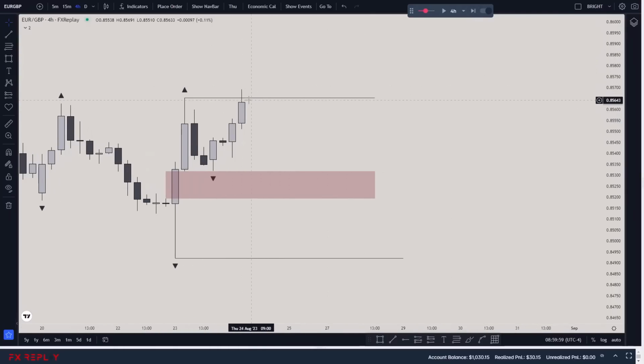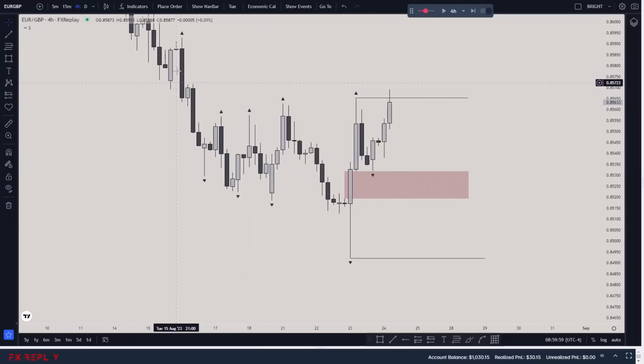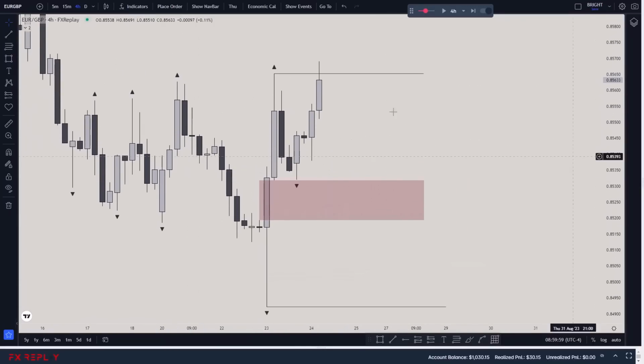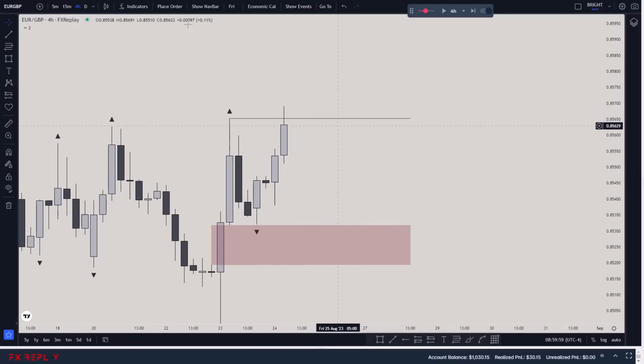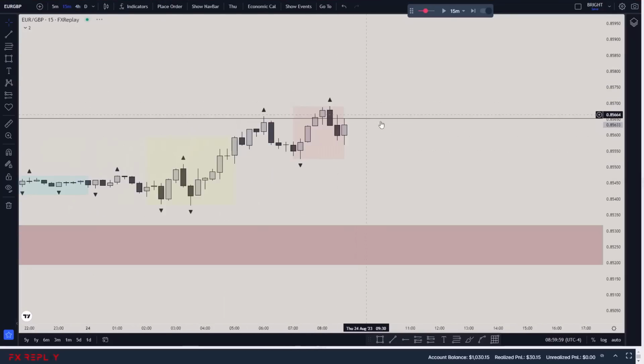And there is a sweep of this high again. So this high, another sweep. Do we have a fair value gap? There is a fair value gap here, but the sweep was not inside of a fair value gap, but maybe a fair value gap on the 1 hour instead of the 4 hour. You see? So I'm going to go to the 15 minutes, see if we have anything here.